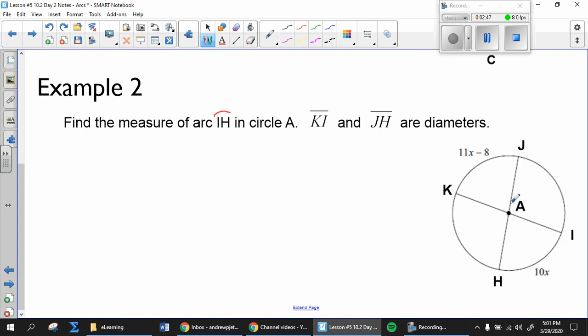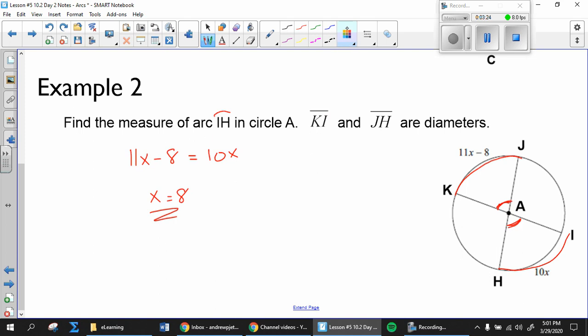So if we think about these two central angles, we know these two central angles here are vertical angles, so they're congruent to each other. Which tells us if these two central angles are equal to each other, that this arc KJ and this arc IH are also going to be equal to each other. And so we're simply going to put 11x minus 8 equals 10x, and we're going to solve that. So subtract 10x, add 8, and we're going to get x equals 8.